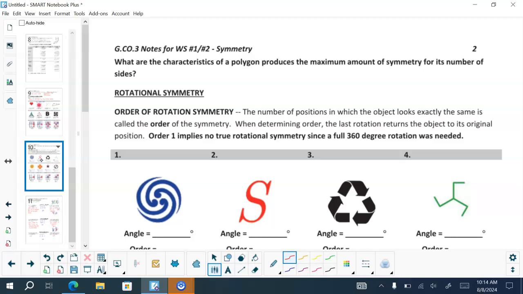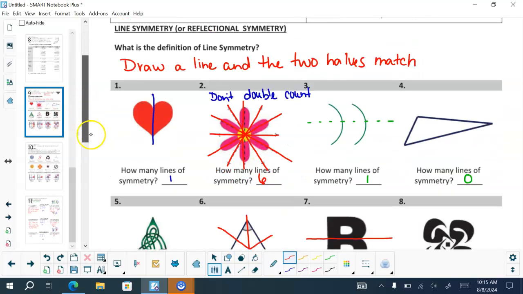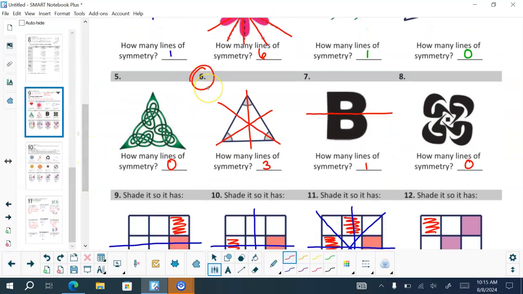So the top is asking, what are the characteristics of a polygon that produces the maximum amount of symmetry for its number of sides? So before we move on from line symmetry, we saw this back on this page on number 6 here. So this one is a triangle. Okay, triangles have 3 sides. We also are given that those 3 angles are all looking like they're the same and they're all marked so that they're congruent to each other. So that type of triangle that has 3 congruent sides, 3 congruent angles is going to have a line symmetry of 3.